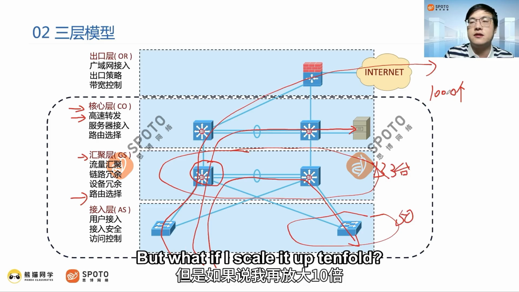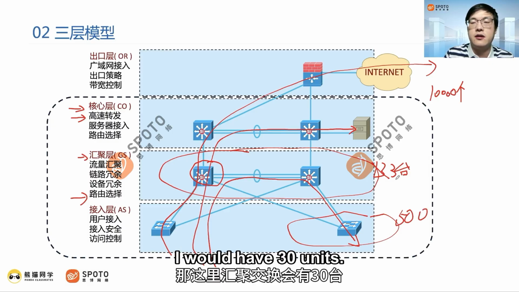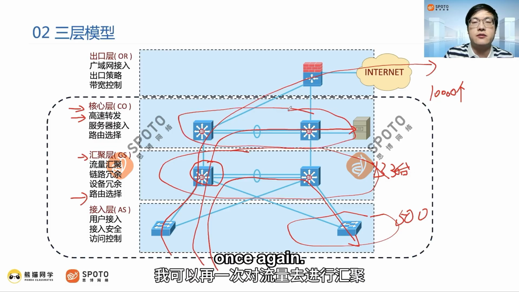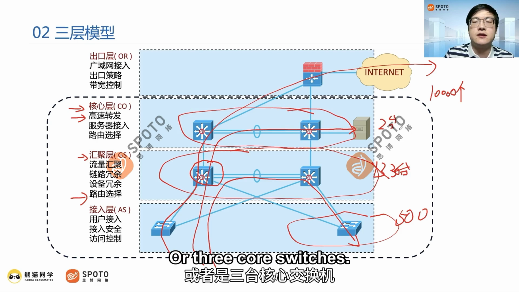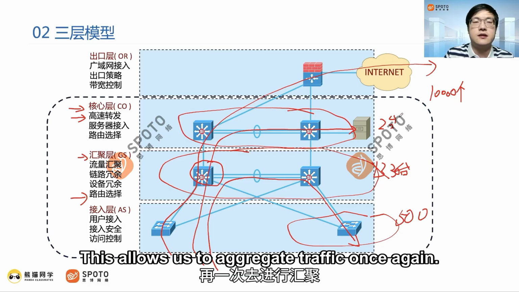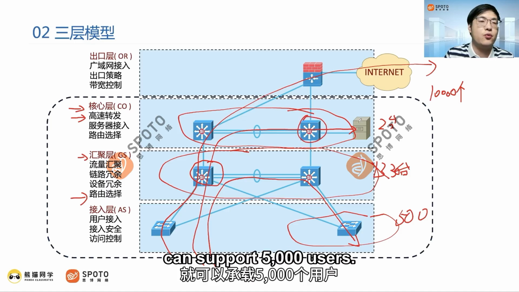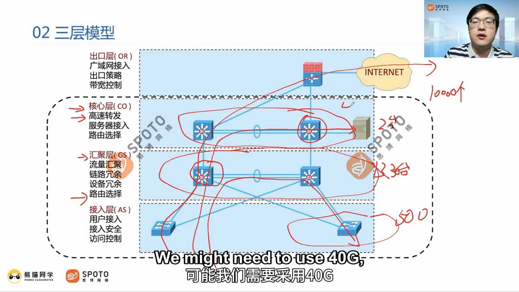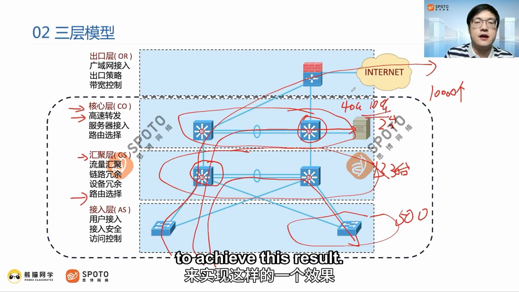But what if I scale it up tenfold? If I have 10,000 end users to connect, here I would have 500, and here, for distribution, I would have 30, so I can aggregate the traffic. Once again, here I might only need 2 core switches, or 3 core switches. This allows us to aggregate traffic once again. Here, 1 core switch can support 5,000 users. Of course, for its traffic volume, we might need to use 40G, or even 100G switches, to achieve this result.